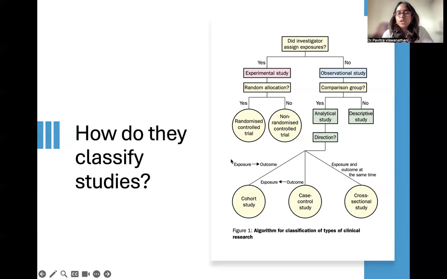If it is going from exposure to outcome, from A to Z, that's a cohort study or a prospective study. You are prospectively studying the population. When the study direction moves from outcome to exposure, then that becomes a case control study. Outcome has already happened. You're going back in time to see what caused this outcome. So that's case control or a retrospective study. Both have already happened. Now you are trying to study at that point in time.